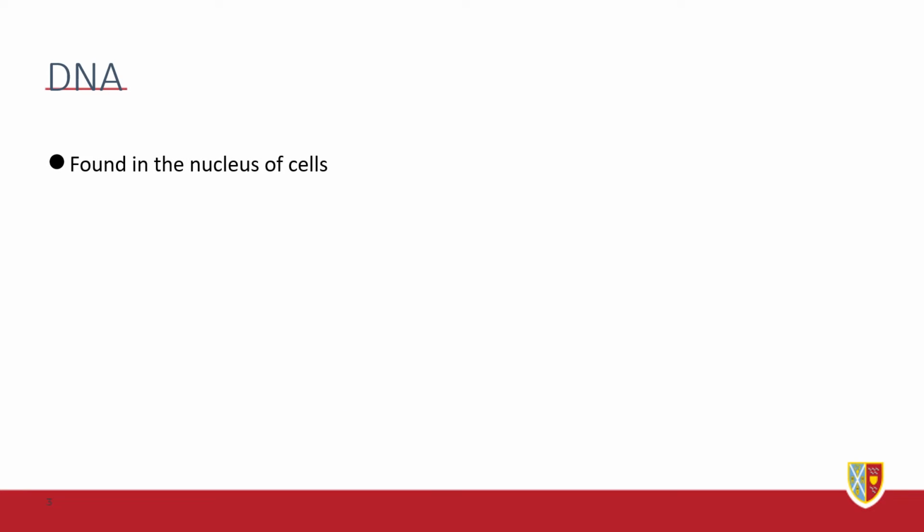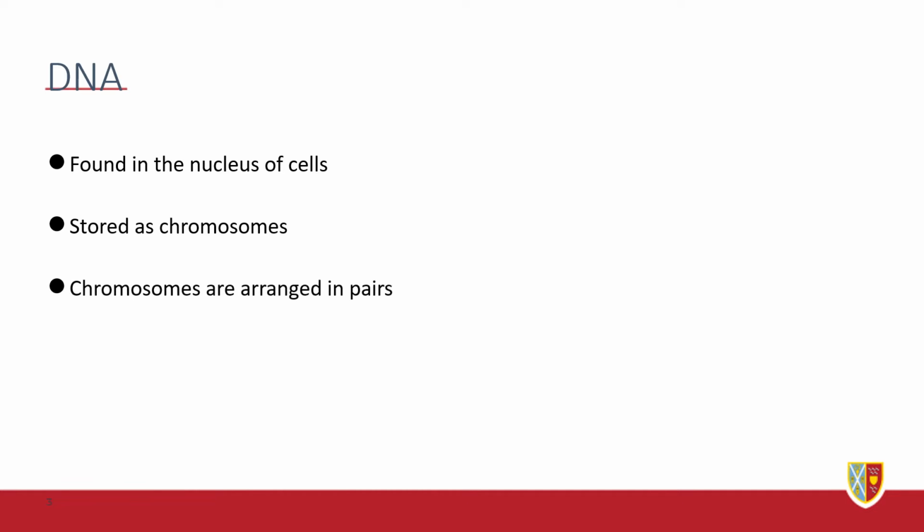So DNA is found in the nucleus of cells. It's stored as chromosomes. So we've got these large sections of DNA containing a number of different genes, which are known as chromosomes. Chromosomes are arranged in pairs. We get one of each of the pairs from our parents. So we get one of those pair of chromosomes from our dad, and one from our mum. Humans have 46 chromosomes in 23 pairs in normal human body cells. So there's 46 in total.